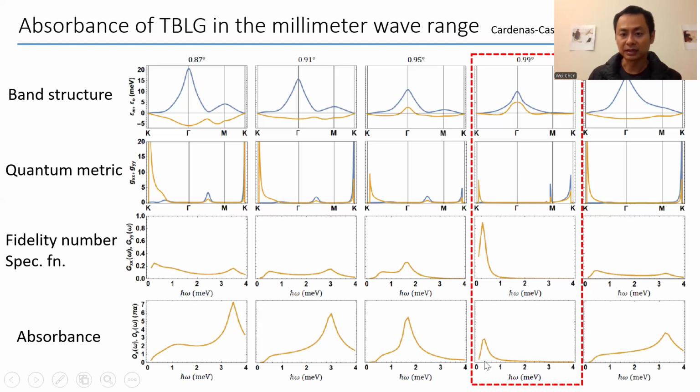Notice, however, that this absorbance is at a very, very small frequency range, and you see that it's less than 1 millielectron volt. Now, this falls into the region of what they call the millimeter wave region. So it's not a visible light range. It's a very, very long wavelength absorbance measurement that we are encouraging the experimentalists to do.